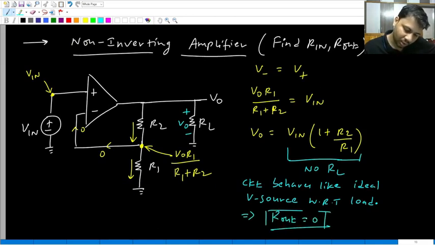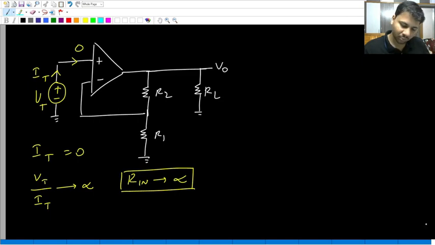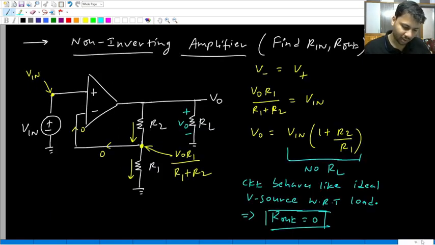Because the load voltage is independent of load resistance, the conclusion is what? The circuit behaves like ideal voltage source with respect to load. Due to that, directly we can say the output resistance is 0. What is the input resistance? Infinite. What is the output resistance? It is 0. What is the overall gain of the non-inverting amplifier? 1 plus R2 by R1.